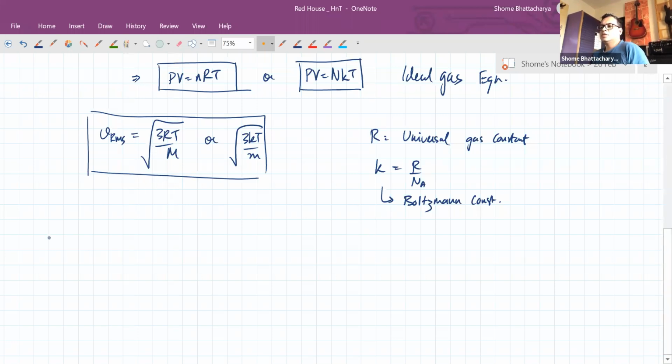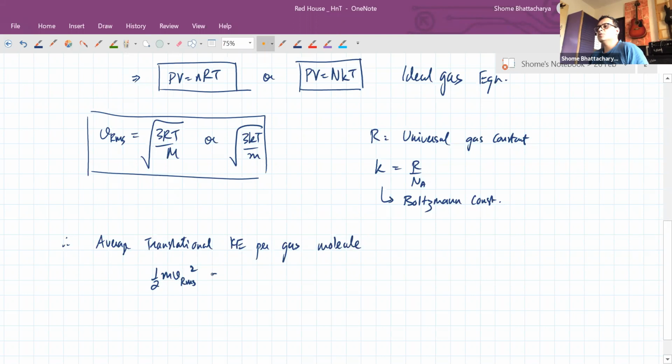Okay. So substituting this now, we also see that the average translational kinetic energy per gas molecule, that is half m v RMS square, becomes 3 by 2 kT. So this also becomes an important relation for us.